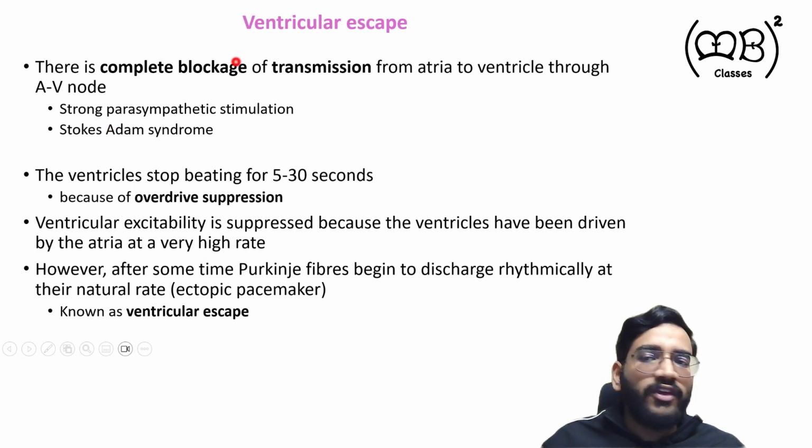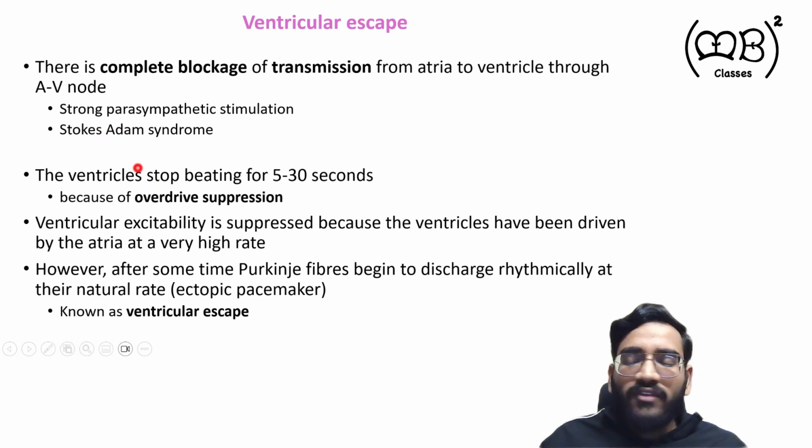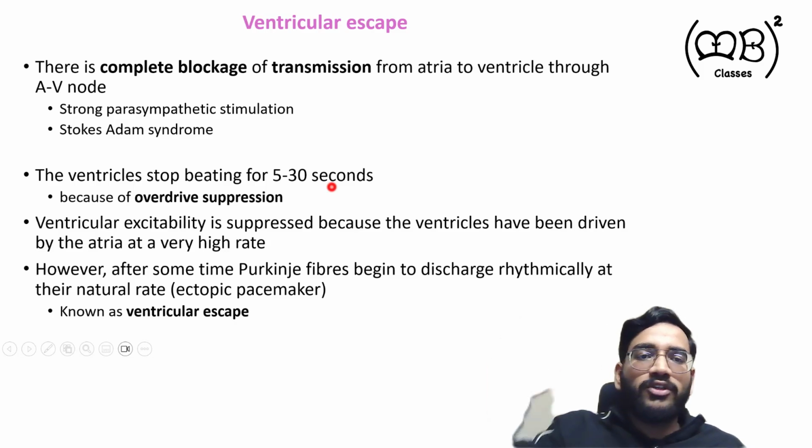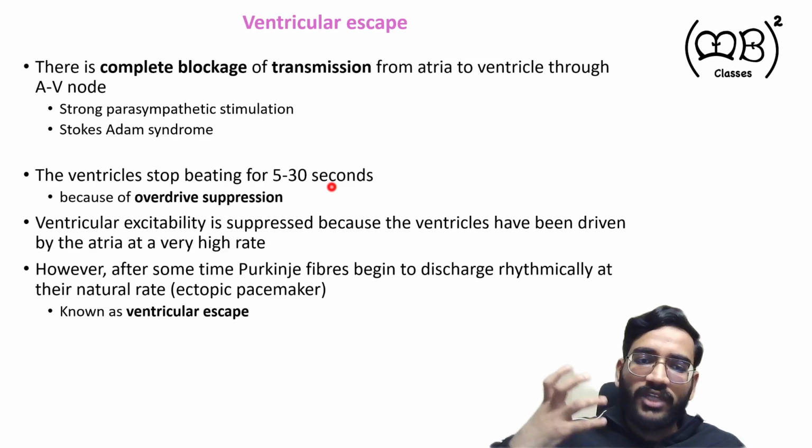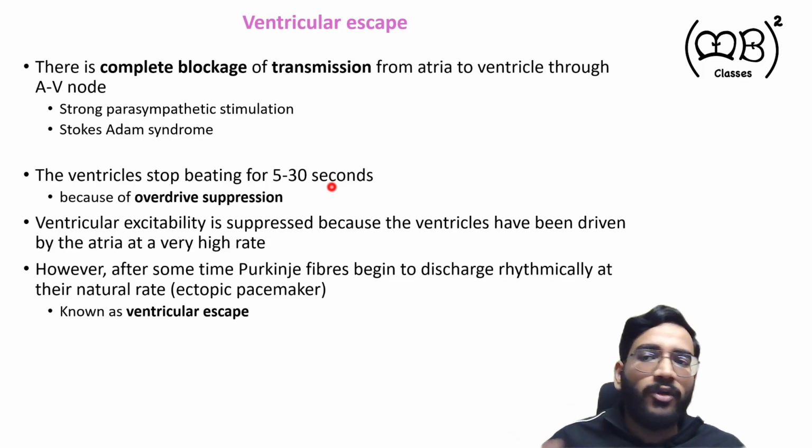What will happen is, if there is complete blockage of transmission, the ventricles will stop beating for 5 to 30 seconds. Why does that happen? Because now there is no impulse coming from the SA node. If there is no impulse coming from the SA node, the ventricles will stop beating for about 5 to 30 seconds.